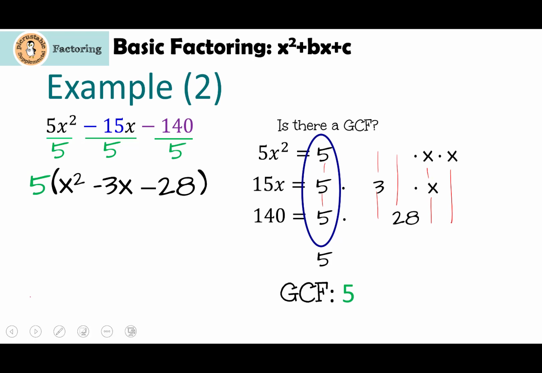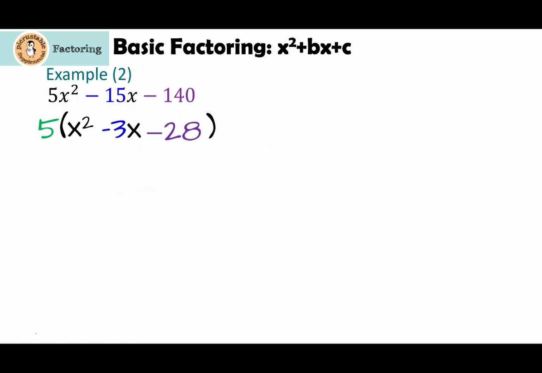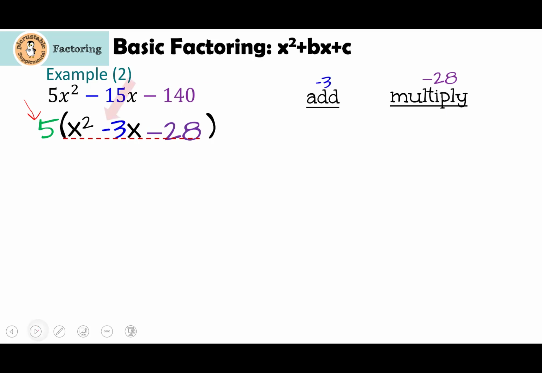So let me take out some of this extra stuff here. Okay. Before you ask the question, I know what you're thinking. What exactly are we factoring? Well, we're only going to factor what's inside the parentheses. We're going to ignore the 5. We're going to leave it there. We're not going to cross it out. We're not going to erase it, but we're just going to leave it for a couple of minutes. So what we're going to do is we need to find numbers that multiply to negative 28, that add to negative 3.